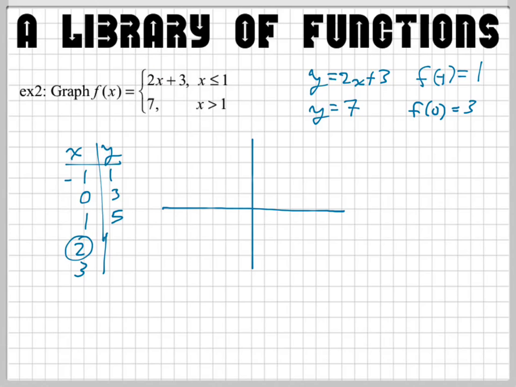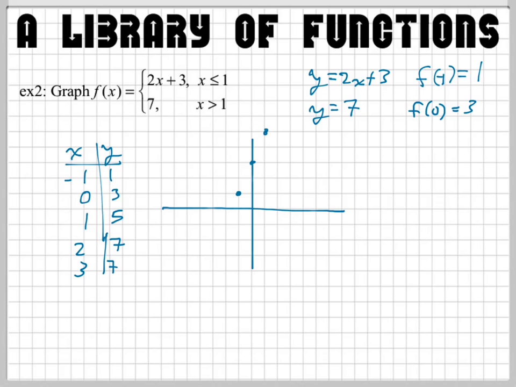And then if I plug in a 2, this is where it changes. Which one is it? It's the bottom one, because 2 is greater than 1. So what does that equal? 7. What about the 3? If I plug in a 3, what do you get? 7. Okay, so negative 1, 1 is right there. 0, 3 is right there. And then 1 goes up to 5, so that's 3, 4, 5 right there.